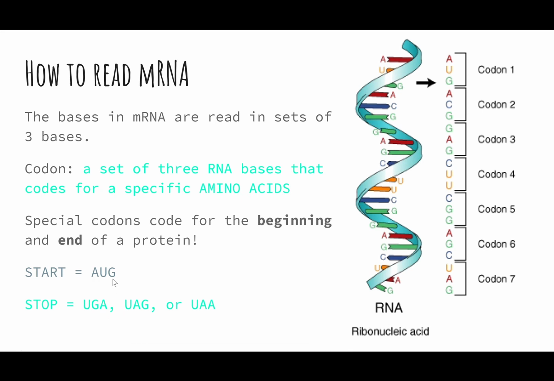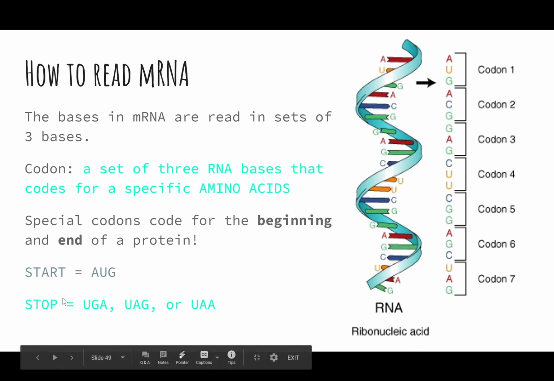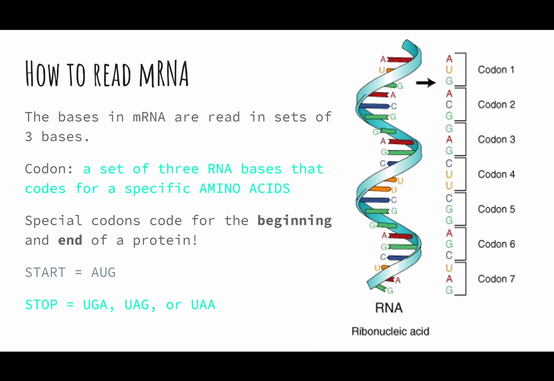So AUG codes for the beginning of a protein, and that will always code for the beginning. Whenever you see an AUG, you know that's where the protein starts. And then there are stop codons, three different ones. Any of these three can tell the ribosome, hey, we've gotten to the end of the protein, we can stop here. All right.